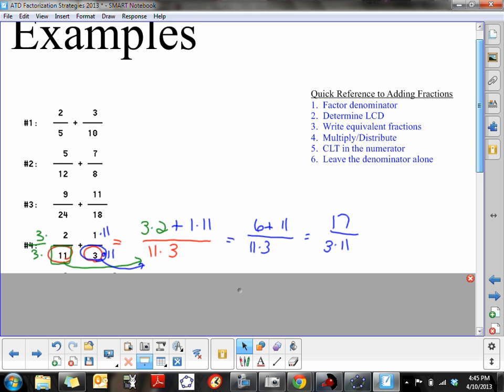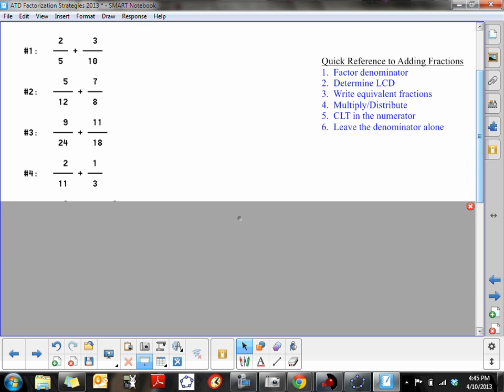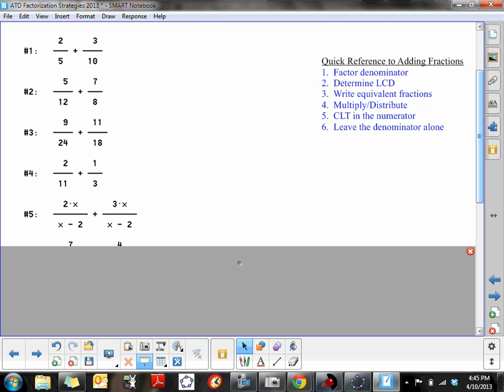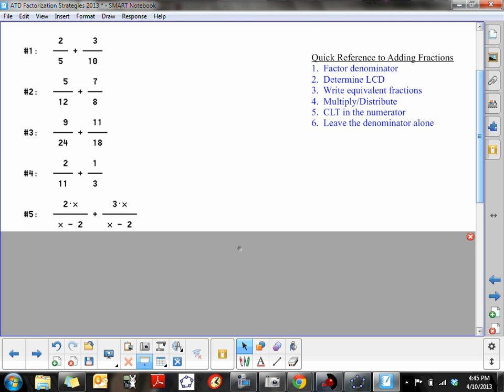So I've kind of shown you the outline of the strategy using whole numbers here. Now we're going to look at algebraic fractions. Okay, so the first thing is factor the denominator. In each of these, the denominators are already factored. The x minus 2 and the x minus 2, they do not factor. They don't have a common monomial, and they're not the difference of two perfect squares.